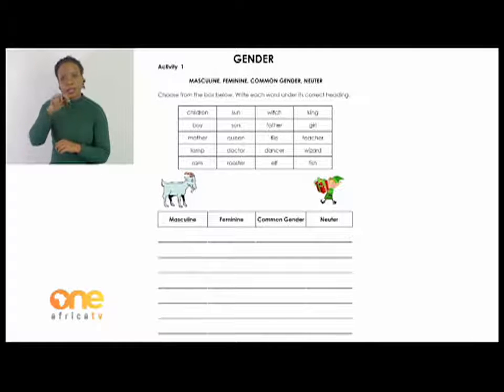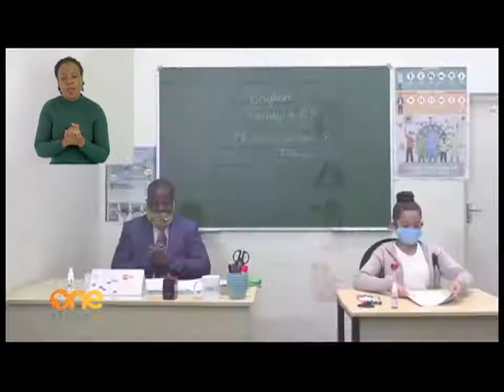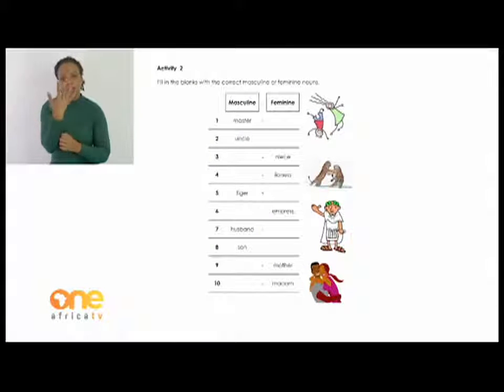Without wasting much of our time, let's turn also our books on page 5, activity 2, where you are supposed to fill in the blanks with the correct masculine or feminine nouns. You are given masculine or feminine, so you need to fill the blanks. Number 1 is saying master. Master is masculine. Mistress is feminine. So, boys and girls, let's do the rest.